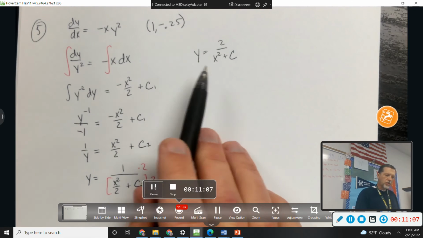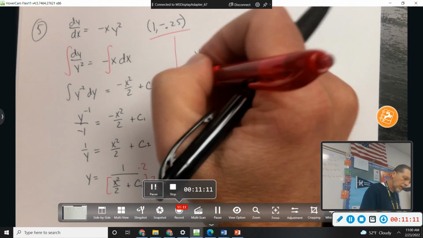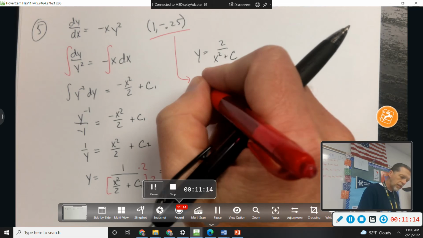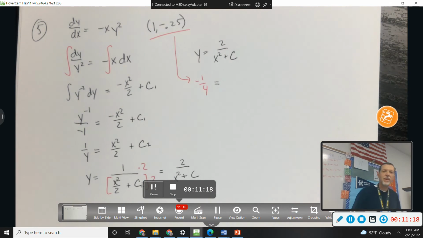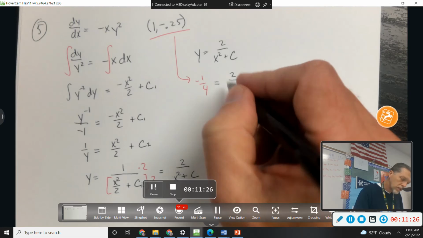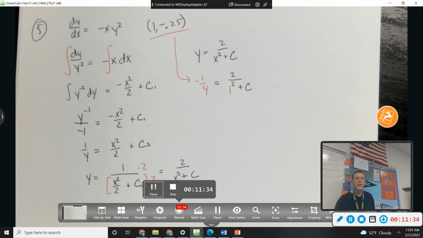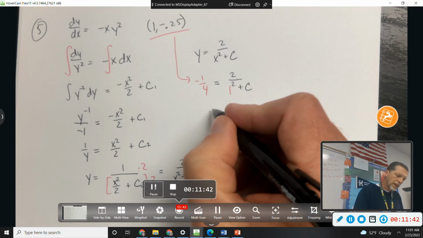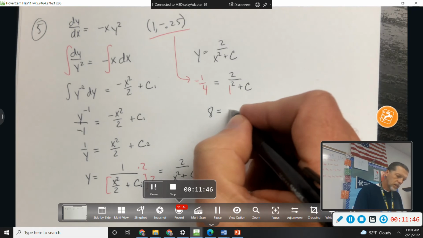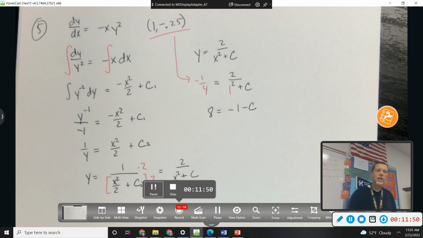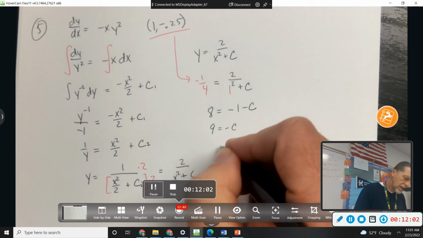Okay, so there's our general solution, but we have a point we can plug in. I'm going to write that as -1/4 because it feels like that might be the way to go with the fraction there. 2 over 1 squared plus c. Let's cross multiply, I guess. So 8 equals -1 minus c. Probably should have put the negative on the 8. That'd have been easier. So add 1, we get 9. So c equals -9.